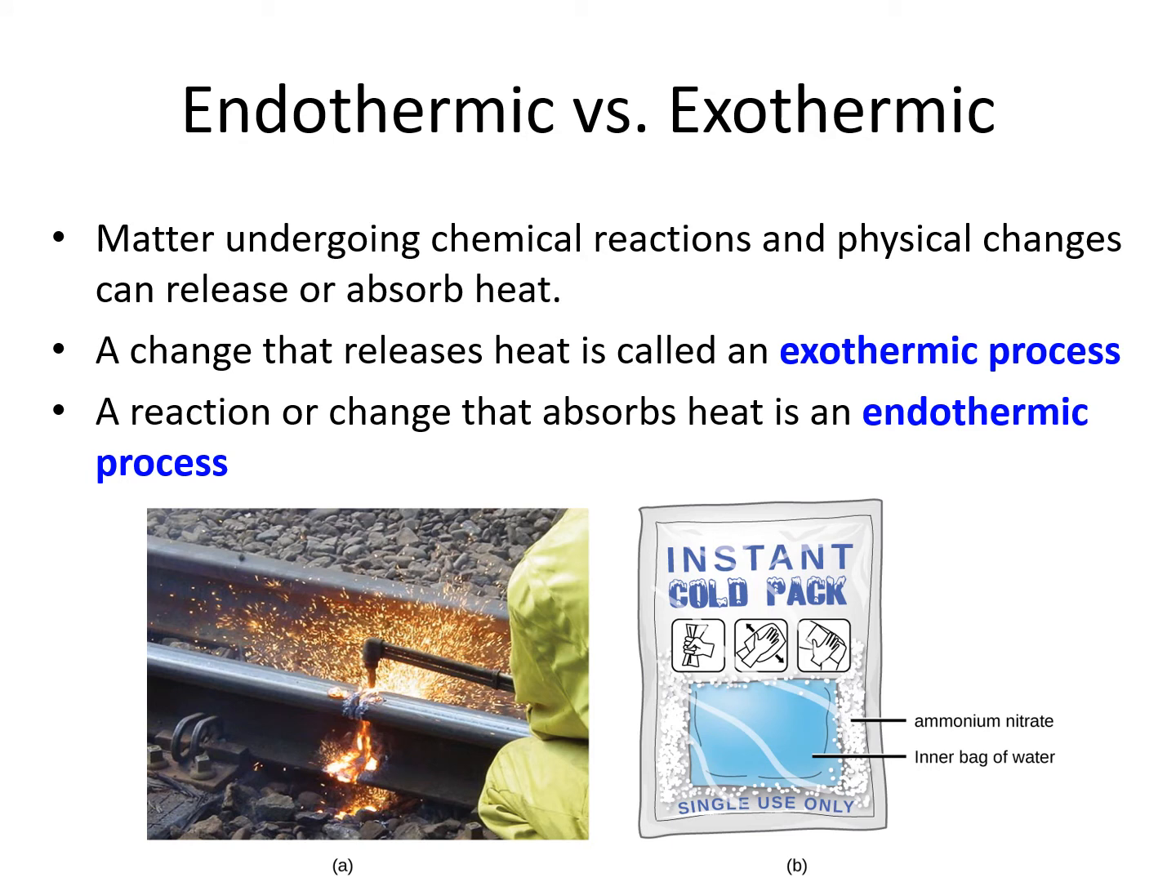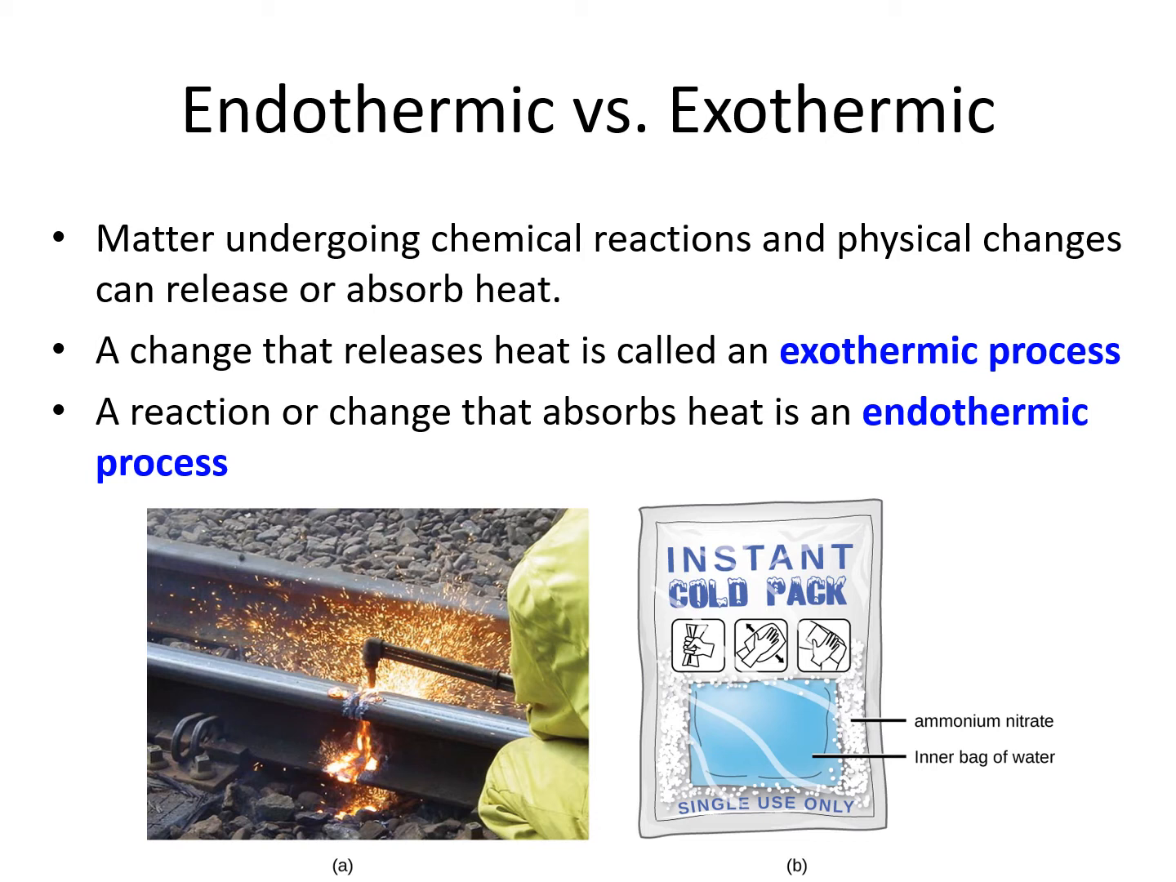So both physical and chemical processes can absorb or release heat. When a change releases heat, it's called an exothermic process. Exo means out and therm refers to heat. So heat is going out in an exothermic process. A reaction or change that absorbs heat is an endothermic process. Endo means in, and therm, again, is heat. So endothermic means heat is going in.